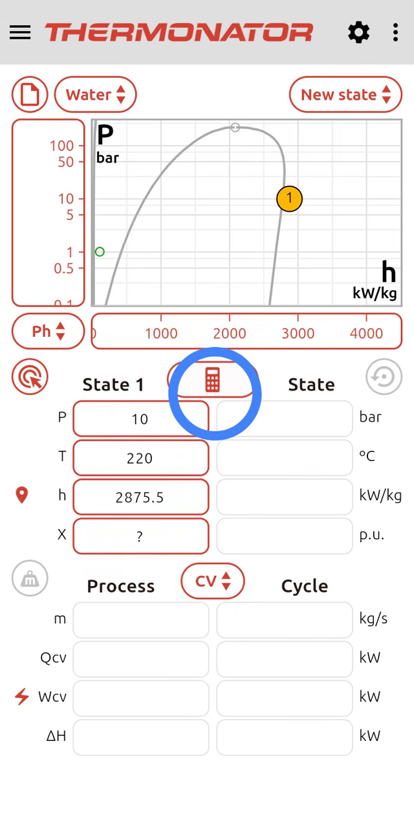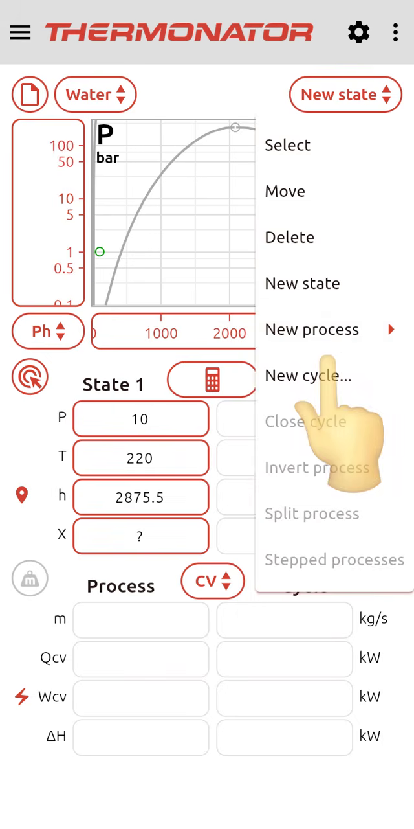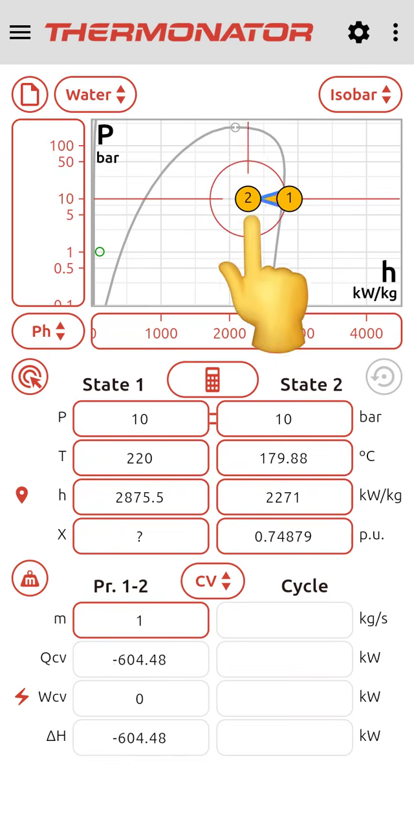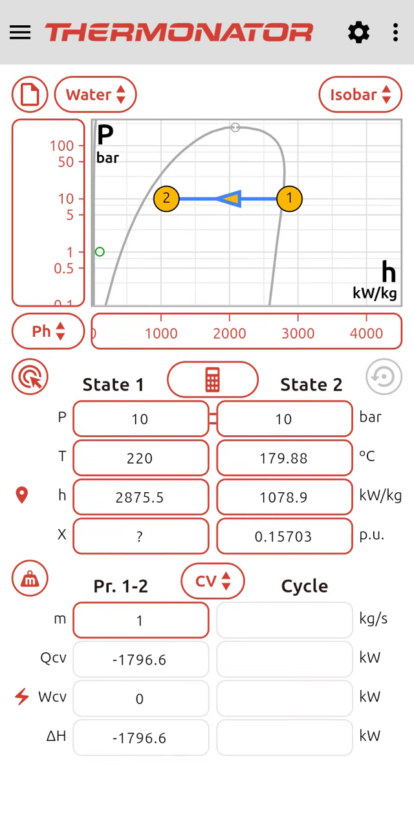using these values. Within a heat exchanger, all processes are isobaric, since the substance exerts the same pressure at the inlet and outlet. For this reason, we select the Isobaric menu and click on State 1 to create the first process. We enter the vapor quality of outlet 2, and click the Calculator button to obtain the state with that vapor quality and pressure for the isobaric process.